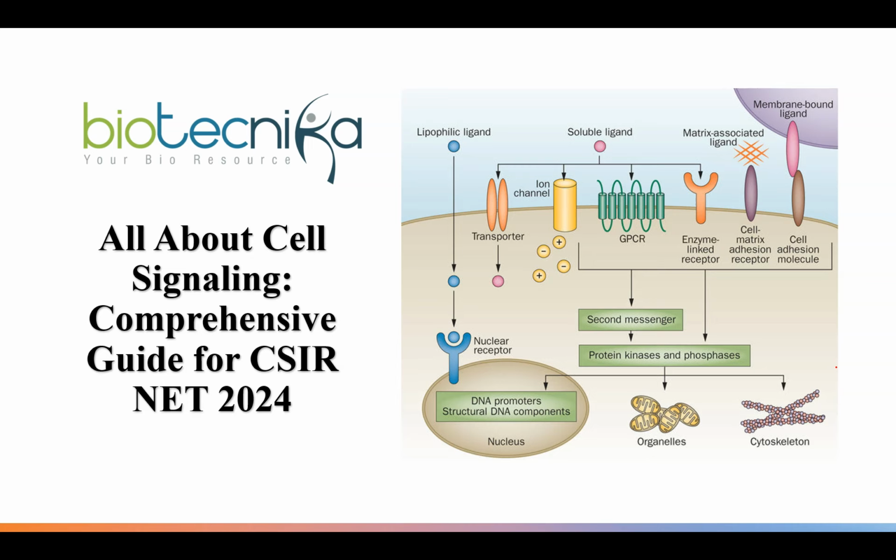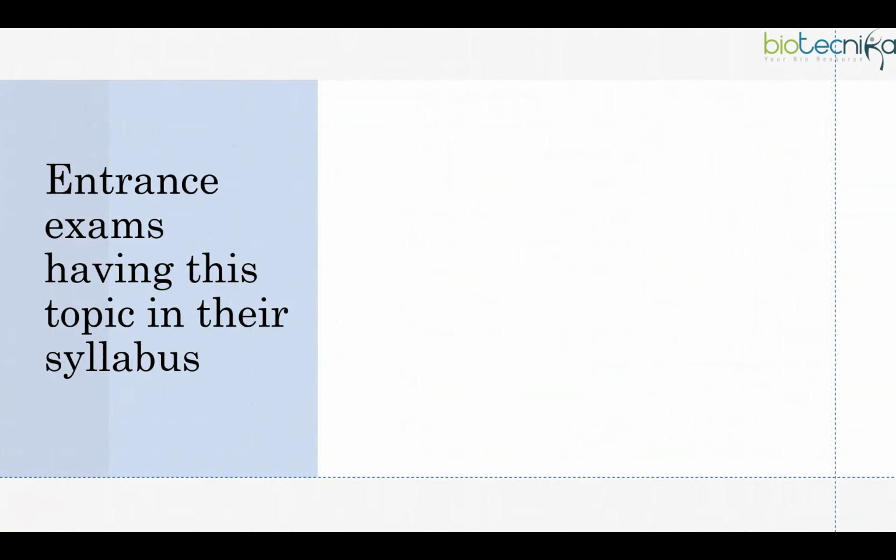Cascade means a sequence of events, and you are supposed to know all the elements which are present in this entire cascade. Let's dive into some more detail.